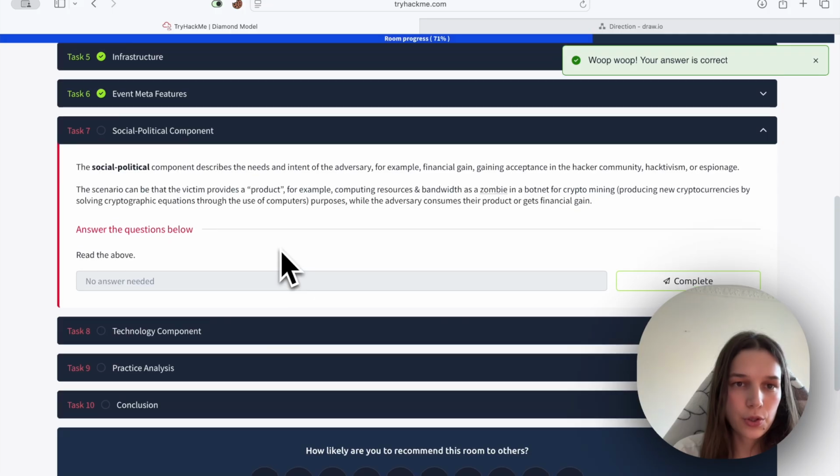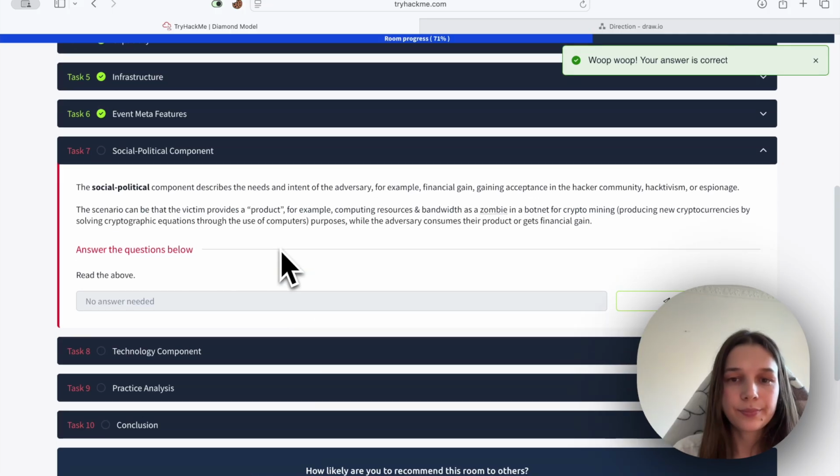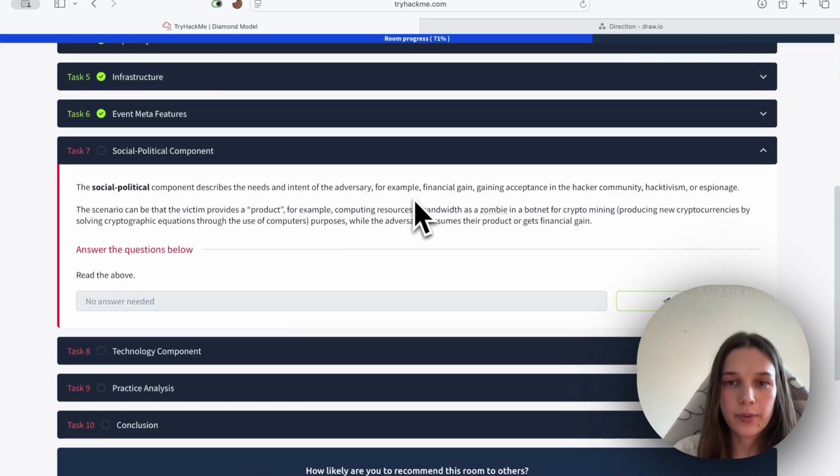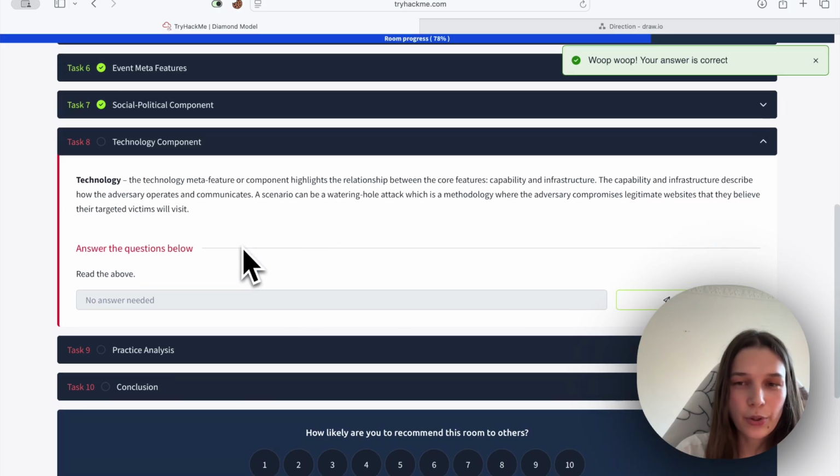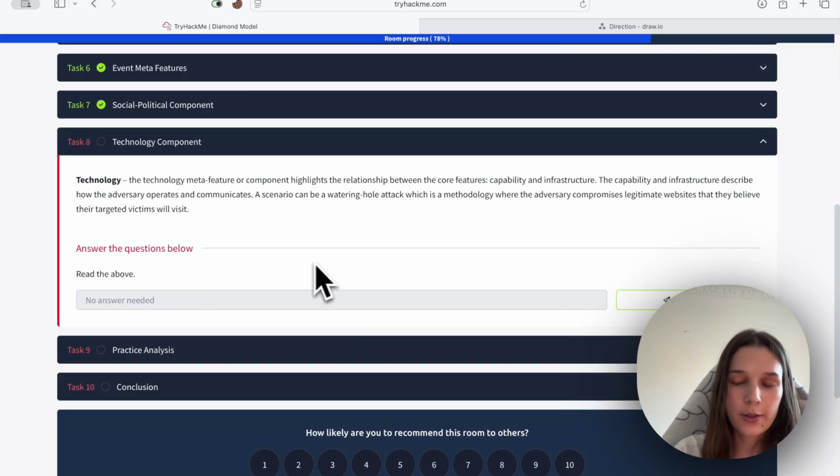Next we go to the social-political component. This can be financial gain, acceptance in the hacker community, maybe hacktivism or espionage. So this is basically all it is. You can read above and press complete. Technology component: we talk about capability and infrastructure. You can read above and press complete.